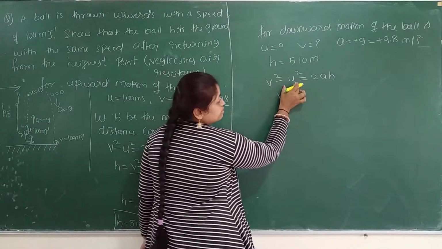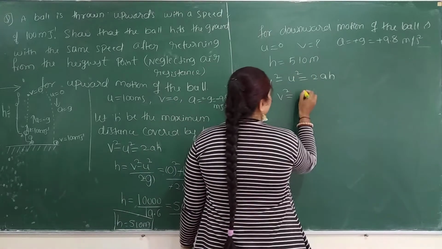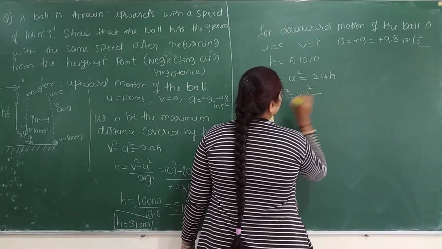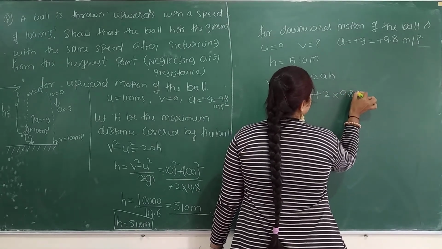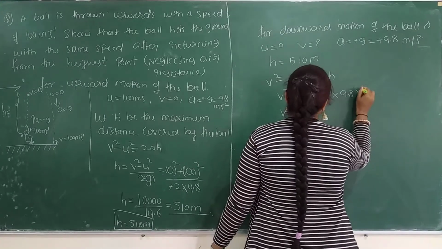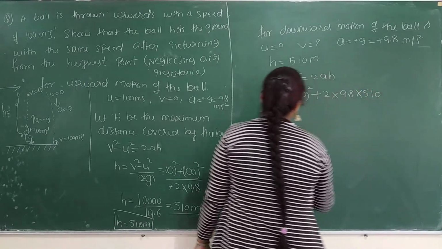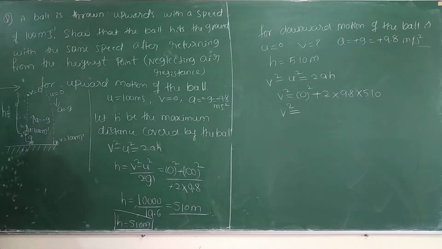Just shift this minus u square to the right side, you will get plus u square, and u is 0, so 0 square, plus 2 into 9.8 into h. The h value is given as 510. So v square is equal to, just multiply, how much will you get? Tell me the answer.